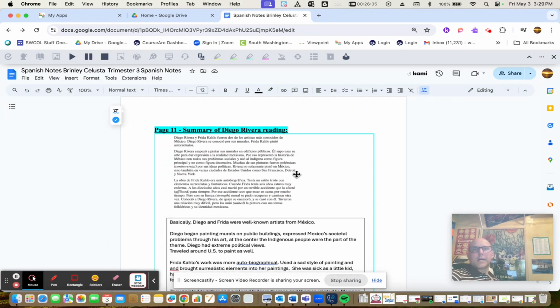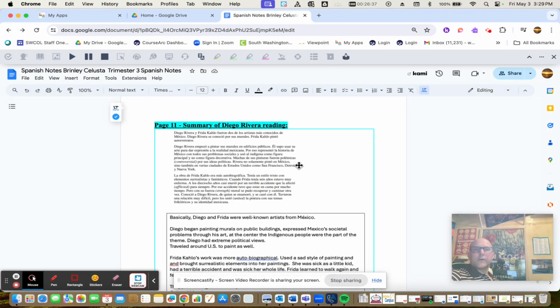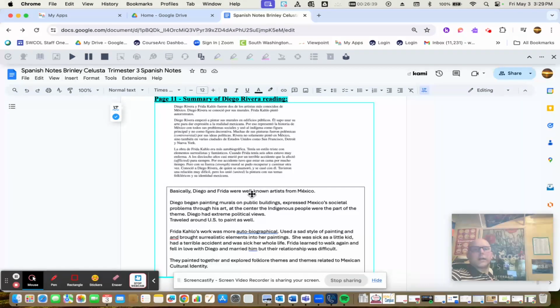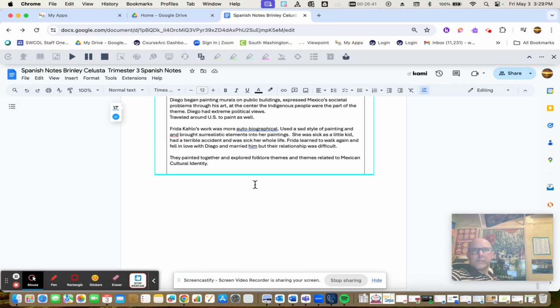So, oh my goodness. And then there's a summary on Diego Rivera. Here's the Spanish. I summarized it in English. So this is a starting point for you, a starting place mark. It's a Google shared document. You can certainly take notes on it, look at it, read it.